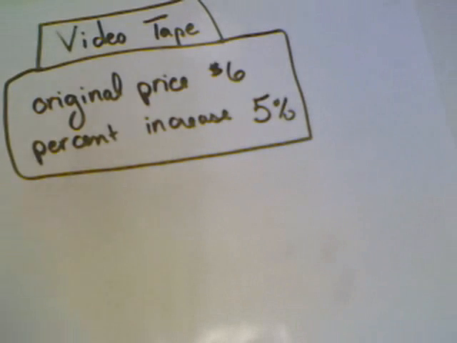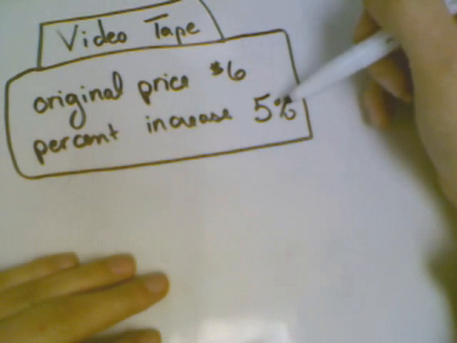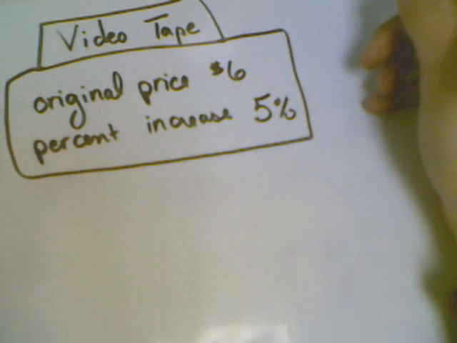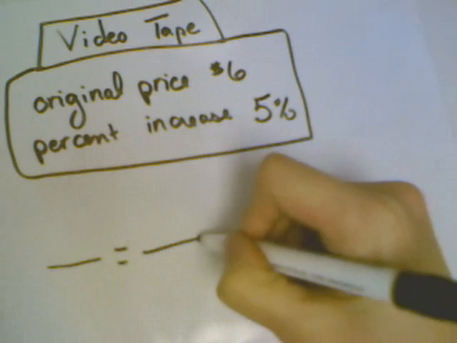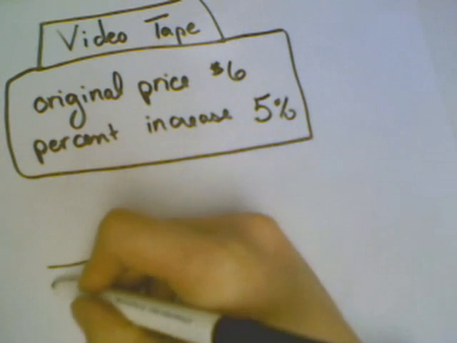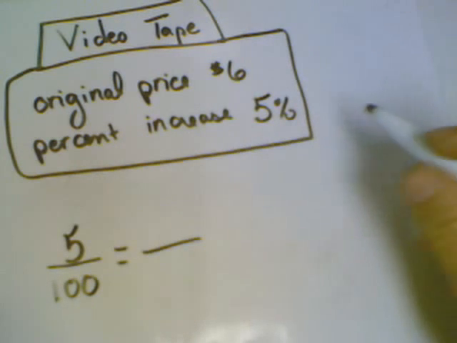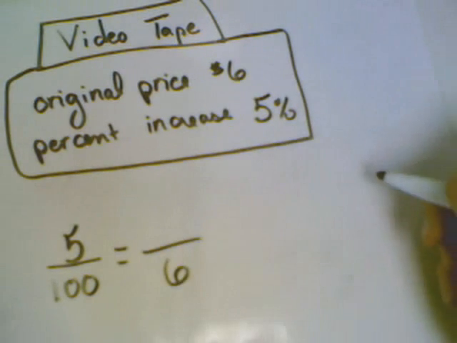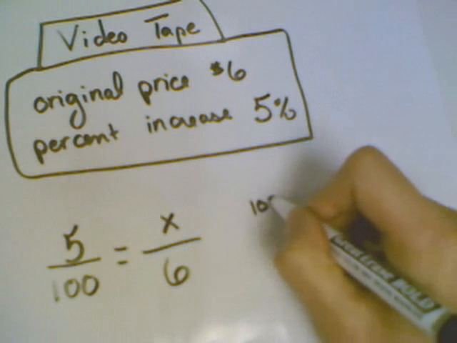Imagine for a moment that you're back in 1994 and you are the owner of a video store selling videotapes. Originally the price of these videotapes is $6, but you're going to increase the price 5%. In order to figure out what the new price of the videotapes is, we're going to set up a proportion. I know that the percent increase goes over 100 and the original price goes in the denominator. I'm going to try to figure out the change so I can figure out the new price.